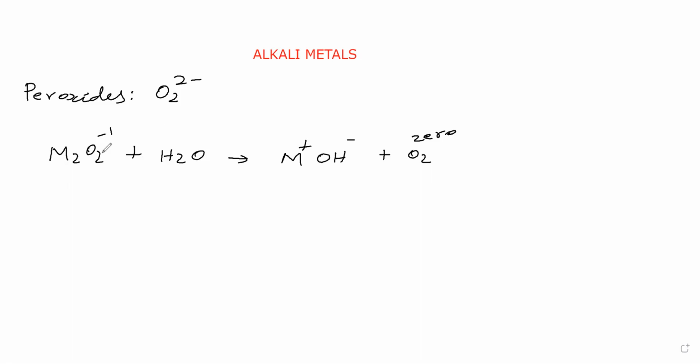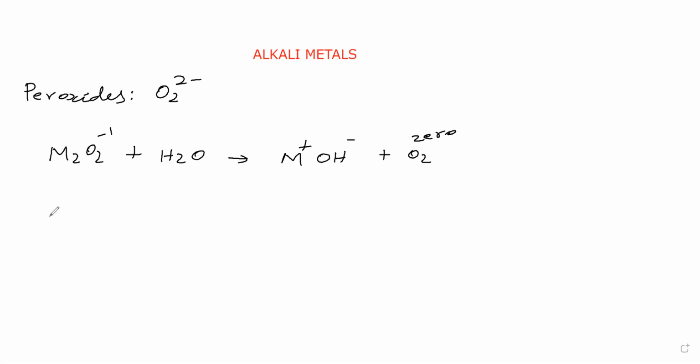So peroxides react with water. In this, one -1 oxidation number becomes 0, that is oxidation. Another oxygen -1 becomes -2, that is reduction. That means it goes for disproportionation with water. So alkali metal peroxide with water gives alkali metal hydroxide and oxygen gas. Then this peroxide purifies atmospheric air. How it purifies atmospheric air, that we will see.